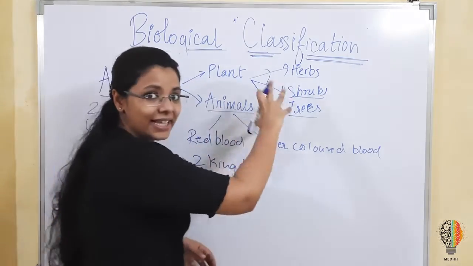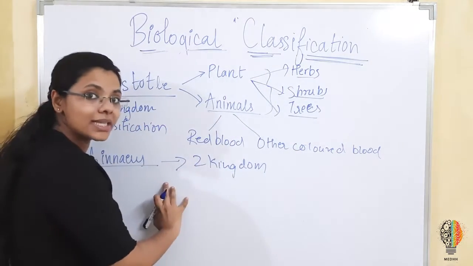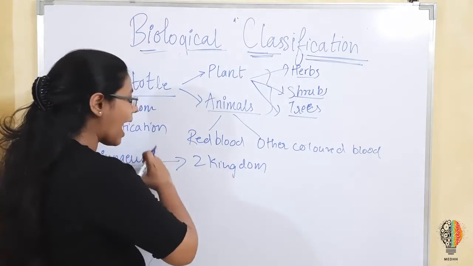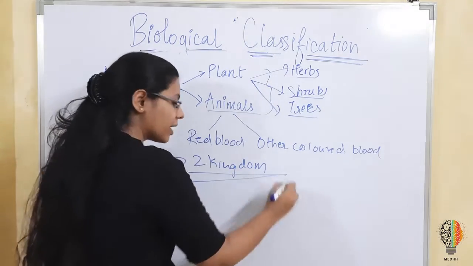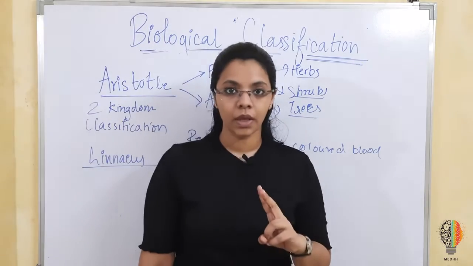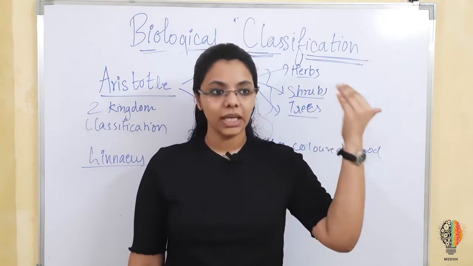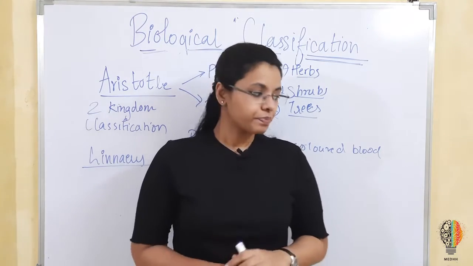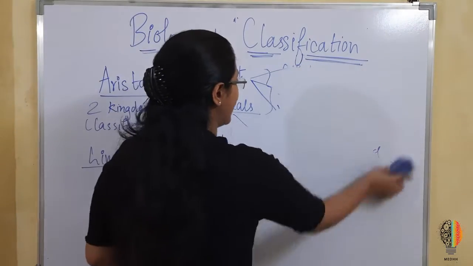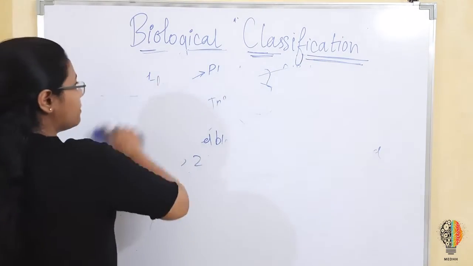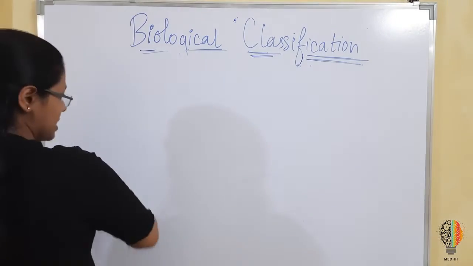The basis, the characteristics Aristotle took and Linnaeus took, it was different. Okay, he added one more characteristic to categorize it, but still the number of kingdoms he created was 2. So this was how the kingdom classification, or creation of the groups, was made. Then after, again, there were many people who added many characteristics.